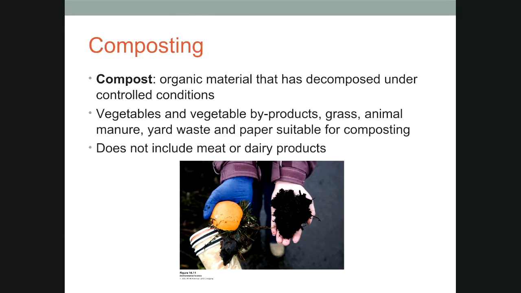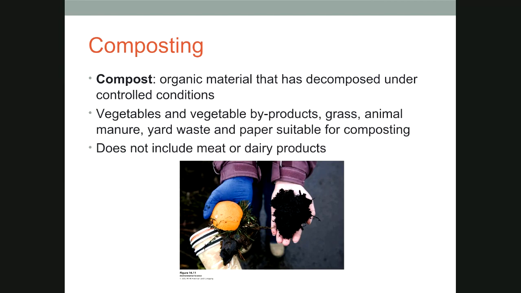So if we're not throwing something away, if we can't recycle it, one other way we can reduce our waste is through composting. Compost is organic material that's decomposed under controlled conditions. This includes things like vegetables, vegetable byproducts, like apple cores, orange peels, grass, animal manure, yard waste, like grass cuttings and tree trimmings, paper towels, egg cartons. These are all things that are biodegradable, that break down in the environment, and they're perfect for composting.